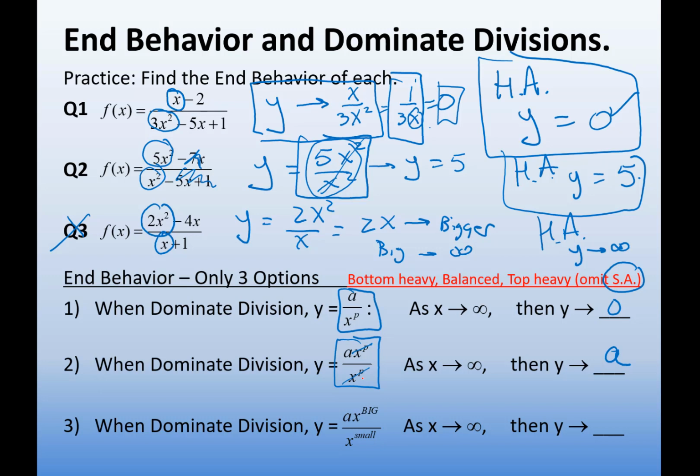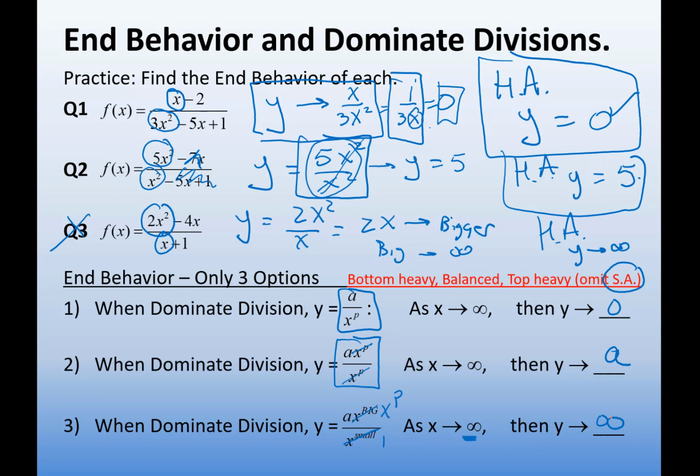Lastly, what we have is top heavy. If I cancel these x's with some of these x's, I'm going to have x to a power left on top, and I'm going to have 1 on the bottom. This one's called top heavy because I have more factors of x on top. And if I've got factors of x on top and I raise that to an infinity power, it's going to get really big.